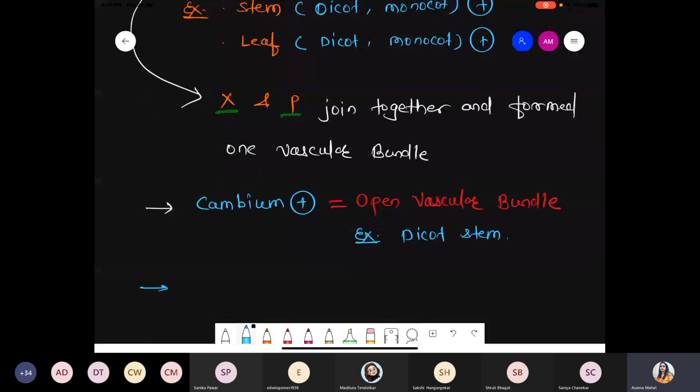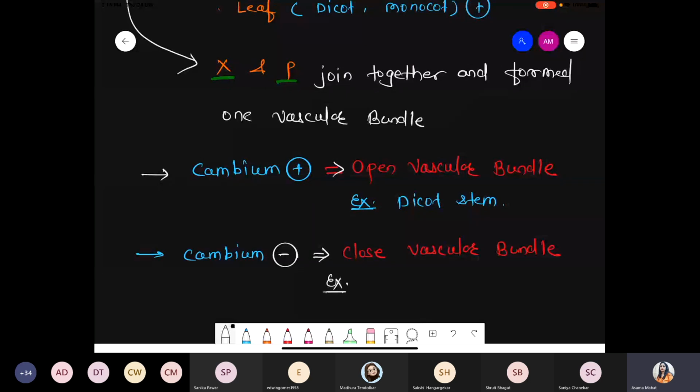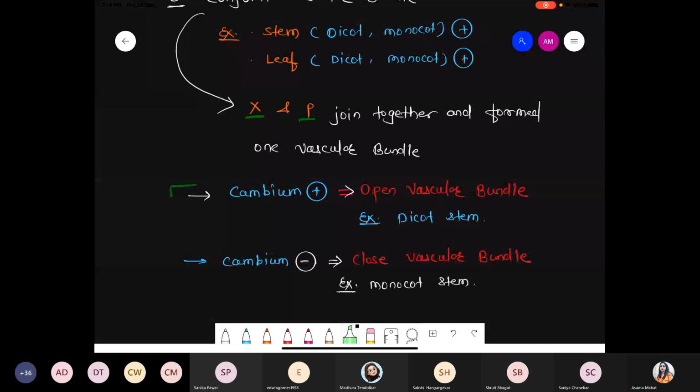And if cambium is absent, such type of vascular bundle is called a closed vascular bundle. Open vascular bundle as well as closed vascular bundle. An example of the closed vascular bundle, very much common in the monocot stem. So please remember, NEET favorite question. If cambium is present, it's an open vascular bundle. If cambium is absent, such type of vascular bundle is called a closed vascular bundle.